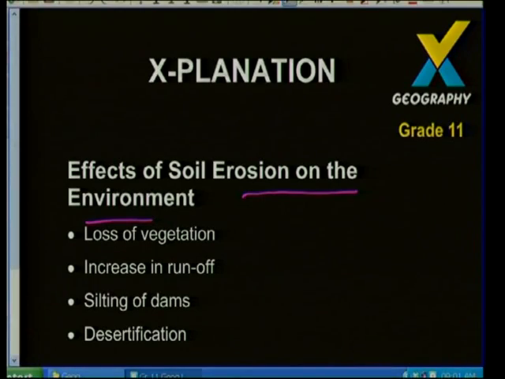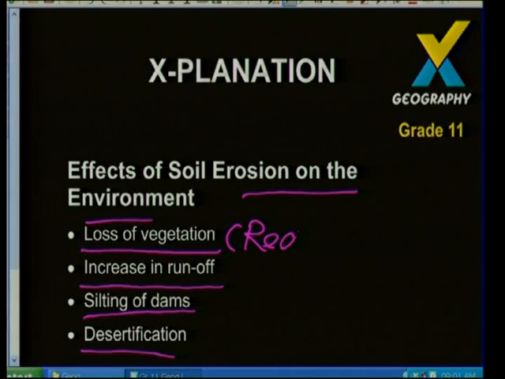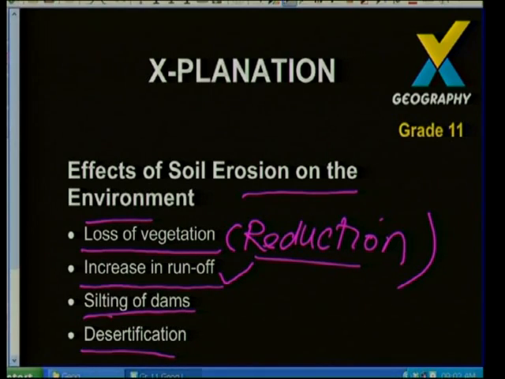We will now look at the effects of soil erosion on the environment. In terms of the effects on the environment, let's look closely at the following factors. The loss of vegetation, the increase in runoff, the silting of dams, and desertification. The loss of vegetation is simply that aspect which ensures that when soil erosion occurs, there is a reduction in vegetation of that particular landscape. Increasing runoff means simply that water starts not infiltrating the surface but running off the surface. This reduces porosity as well as the nutrients in the soil, as no water infiltrates.